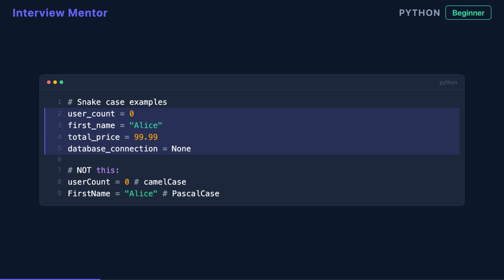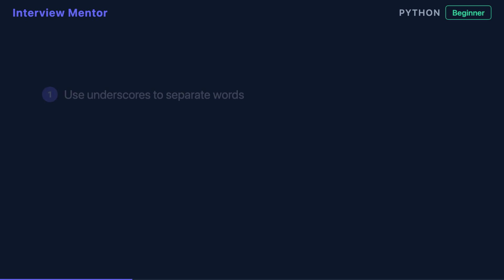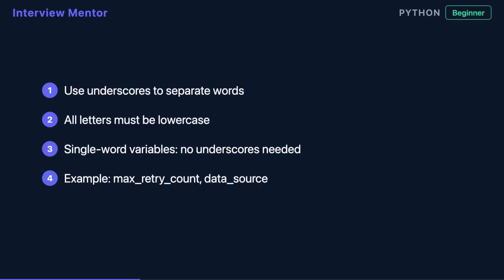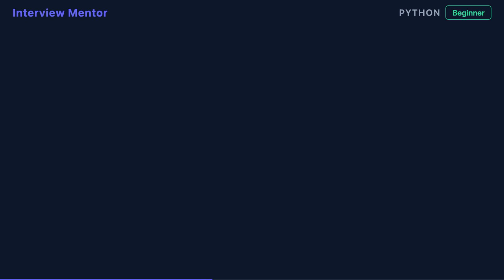This isn't just a suggestion, it's the standard that every Python developer follows. Snake case makes multi-word variables easy to read without mixing uppercase letters. The underscore is your separator. Every time you need multiple words in a variable name, use an underscore. Total price becomes total_price. Database connection becomes database_connection. Single word variables like count or data don't need underscores. The rule is simple. Lowercase letters and underscores only when joining words.